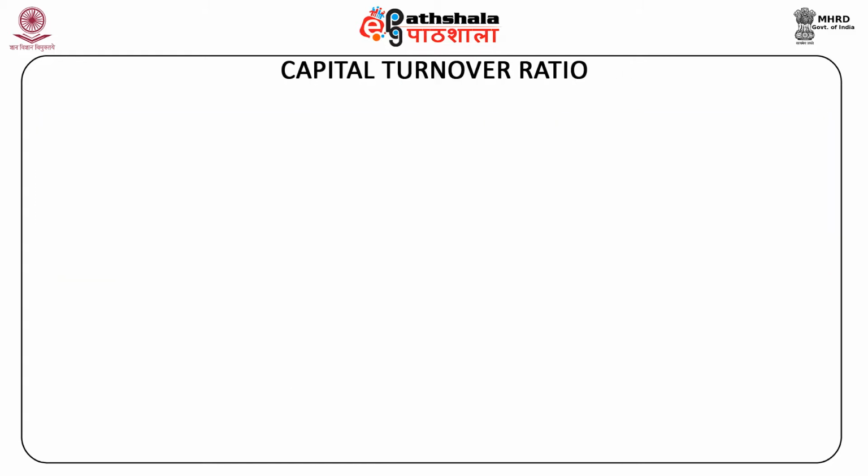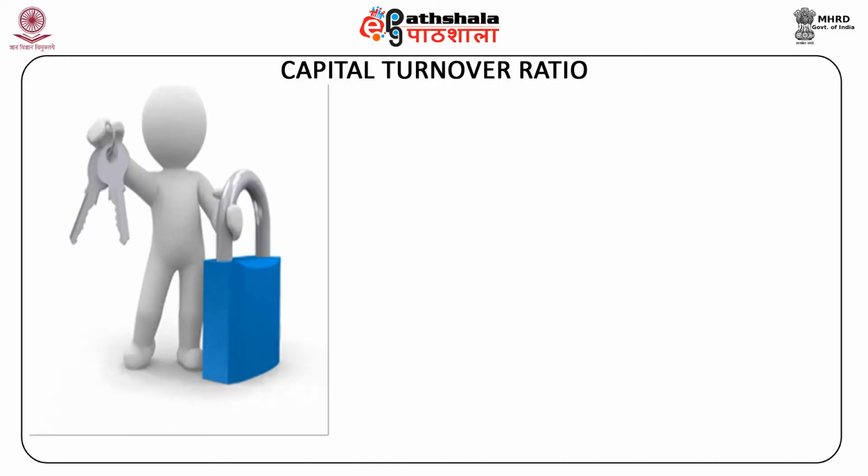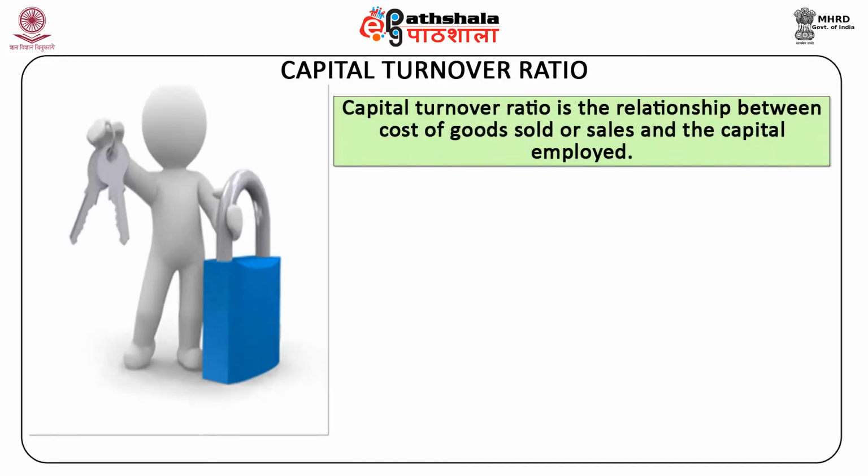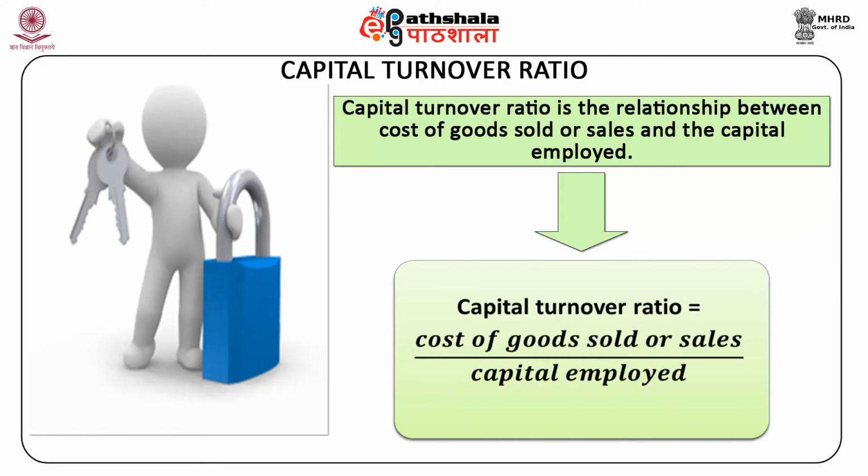Capital turnover ratio. Capital turnover ratio is a relationship between cost of goods sold or sales and the capital employed. This is given by the formula capital turnover ratio is equal to cost of goods sold or sales divided by capital employed.